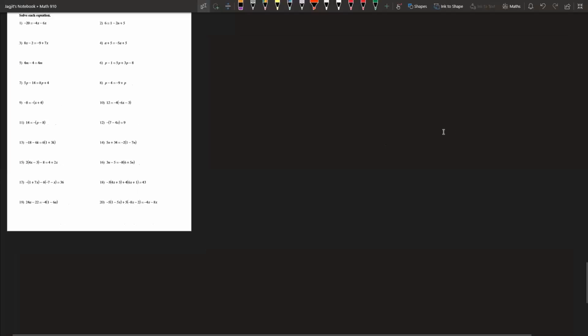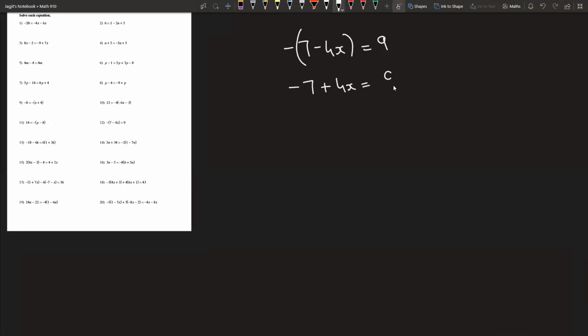All right, guys, let's have a look at these questions now. We're going to start off with the first one, which has minus 7 minus bracket 7 minus 4x is equal to 9. Okay, so guys, the first thing that you can do is you can fold this negative in there. So this becomes minus 7. Minus minus will become plus 4x is equal to 9.